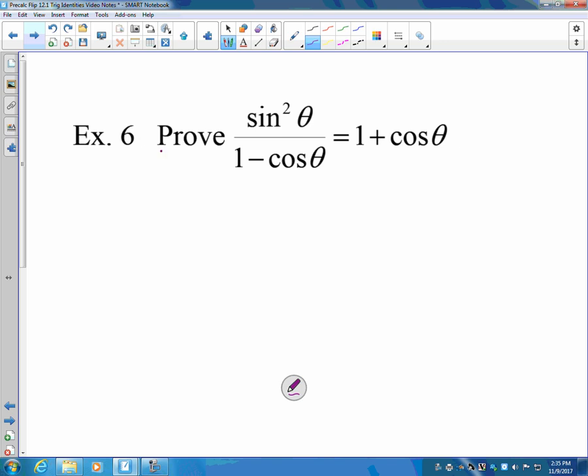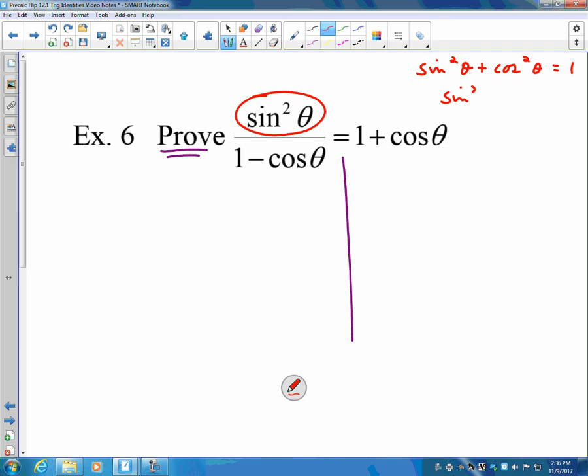All right, so prove. So this is a trig identity, so you sure want to put that line down the middle. What do you think? What are we going to do with this here? No idea. But we do have a formula for sine squared, right? Remember, sine squared theta plus cosine squared theta does equal 1. If I solved for the sine squared, I'd get 1 minus cosine squared theta. So I could replace sine squared theta with 1 minus cosine squared theta, right?